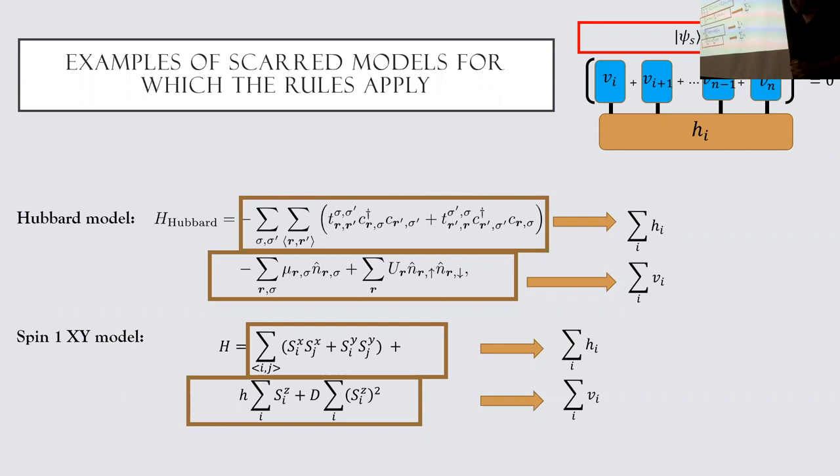Sorry. Can you make this more concrete? Like if I look at the XY model, for example, just show which commutation relations pick a state.